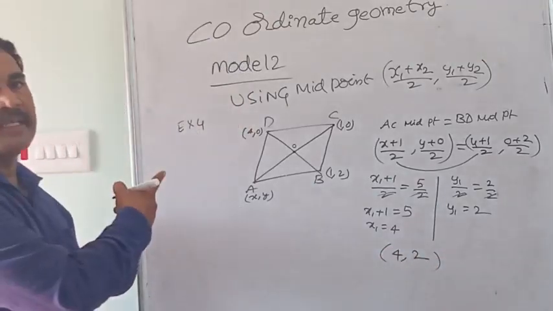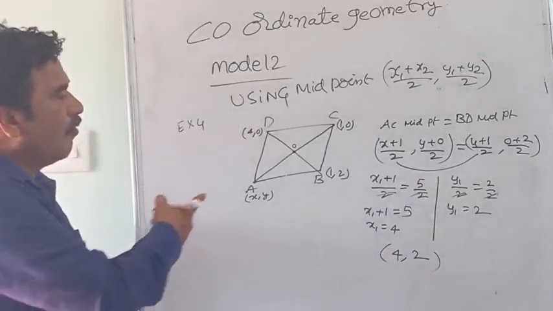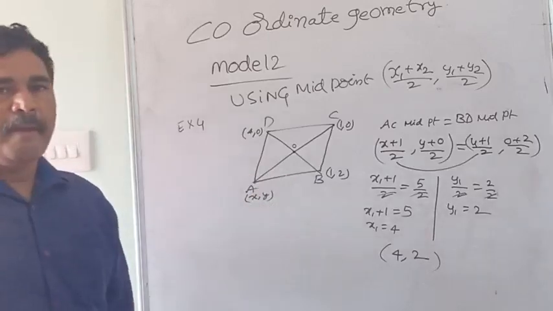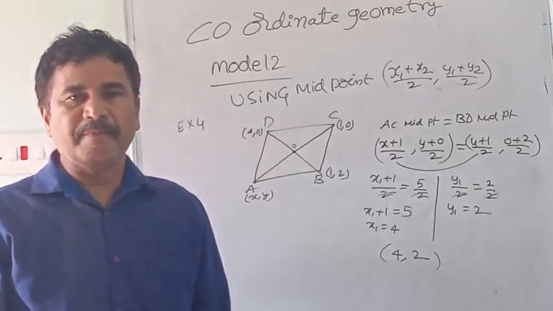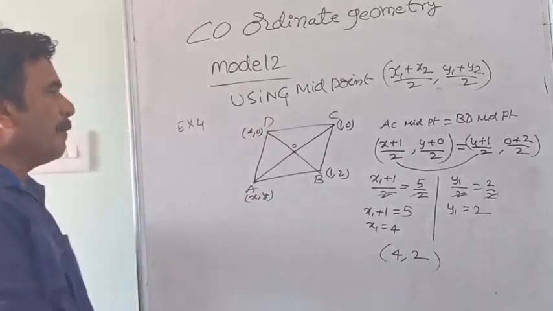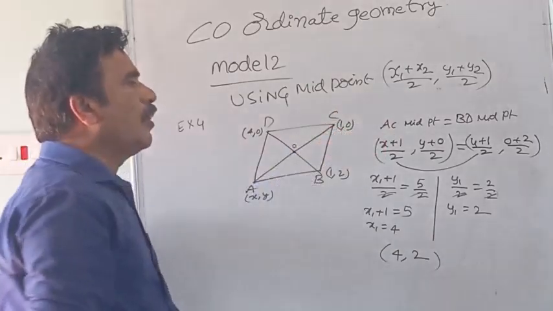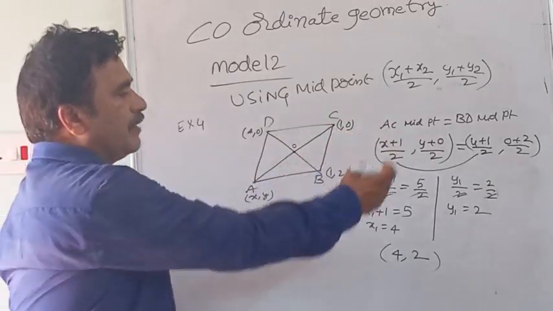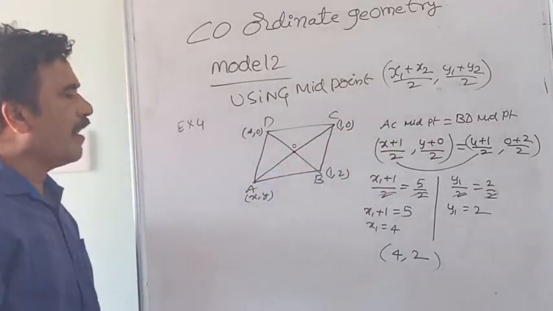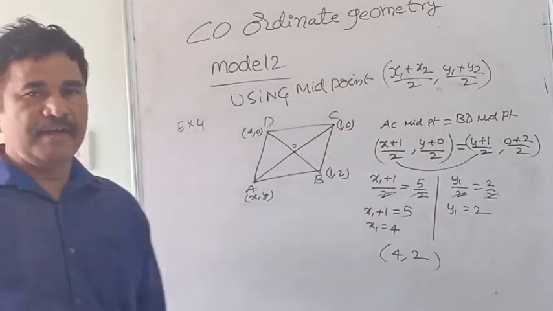Parallelogram problem is very important. What we must take is midpoint of AC is equal to midpoint of BD. Please keep in mind, midpoint of AC is equal to midpoint of BD. Just use the midpoint formula, equate them, and you will get the missing values, which is the fourth vertex.